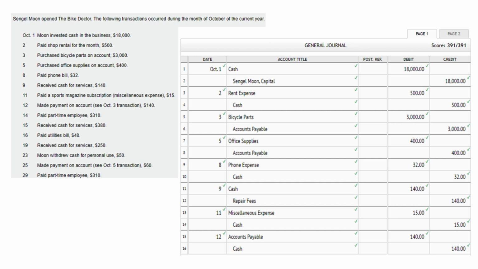Okay, for this problem, we are looking at Single Moon, and he opened a business called the Bike Doctor, and he had the following transactions during the month of October of the current year. And so instead of scrolling up and down, I went ahead and put these all on one slide so we can see everything together. But you may have to scroll just a little bit in your homework assignment.